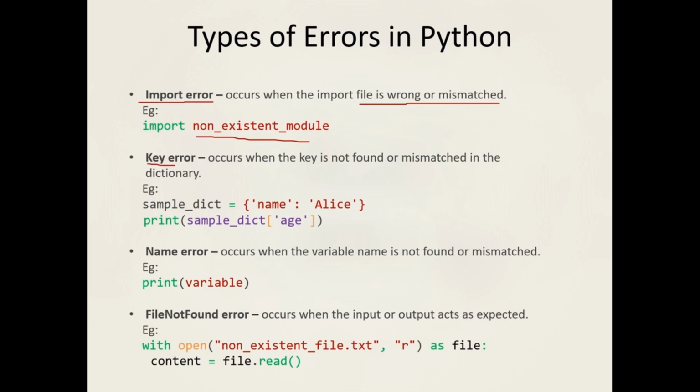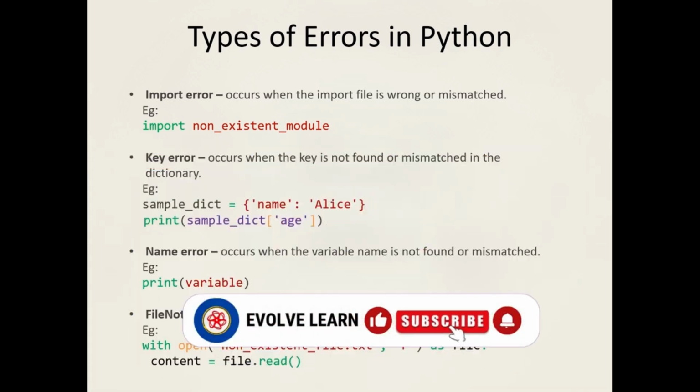Key error. Key error occurs when you try to access a dictionary key that does not exist or is mismatched in the dictionary. In this example, simple dict is a dictionary which has only one key, that is name. In the next line, we are attempting to access the key age which does not exist in this dictionary, leading to a key error.